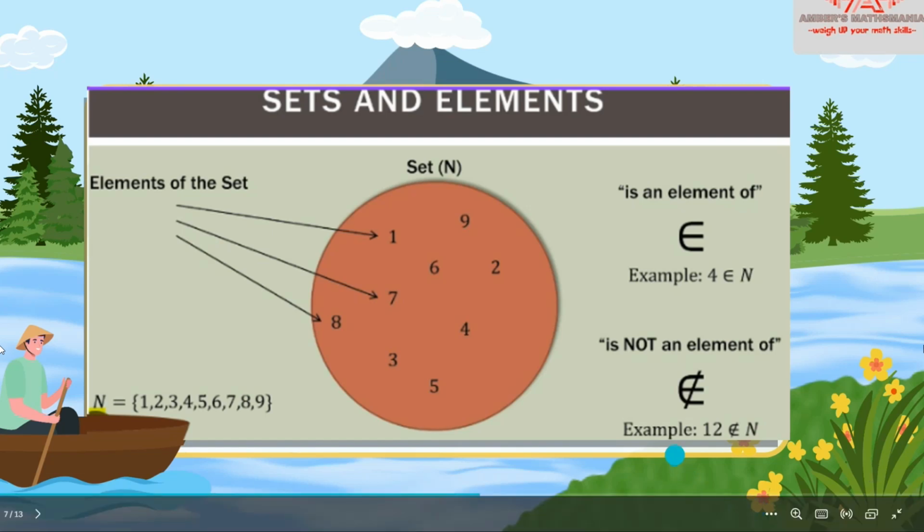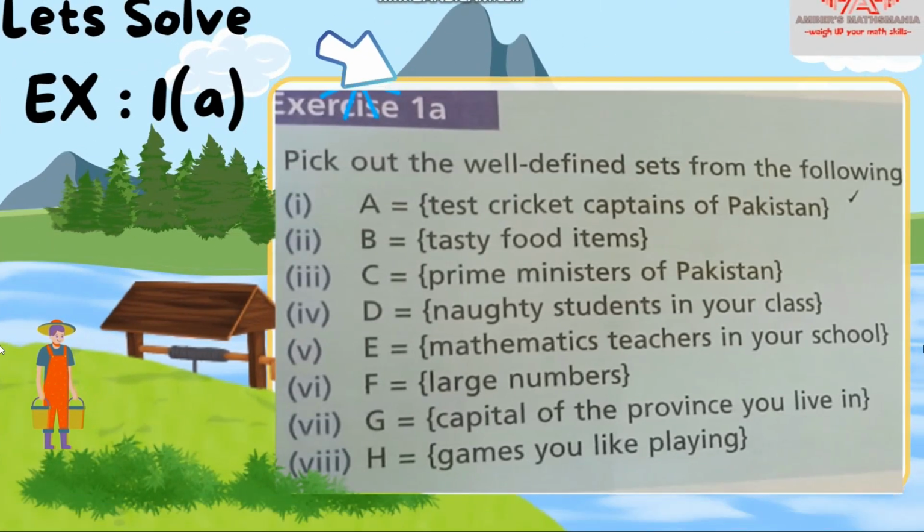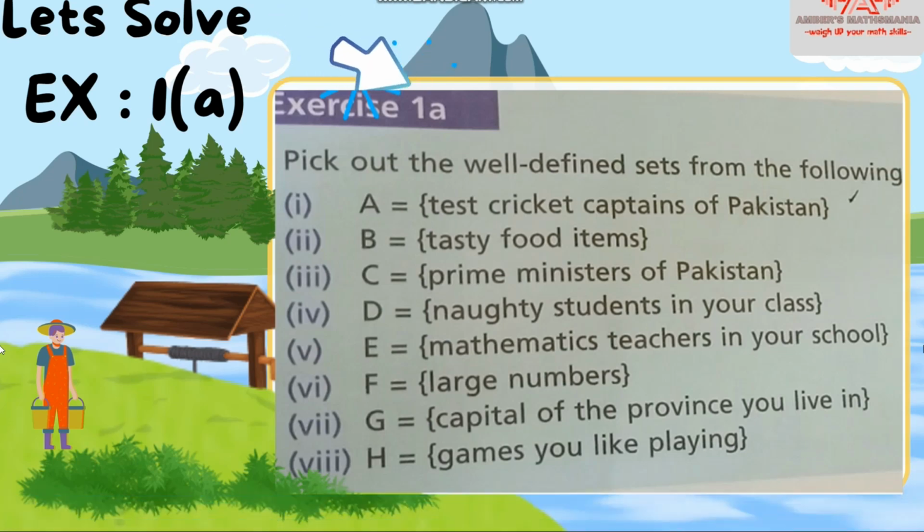So now let's start doing exercise 1A. Now here is exercise 1A, question number 1. Pick out the well-defined sets from the following. A is equal to Test cricket captains of Pakistan. Yes, this is a well-defined set. We can write down all Test cricket captains of Pakistan in the set A.